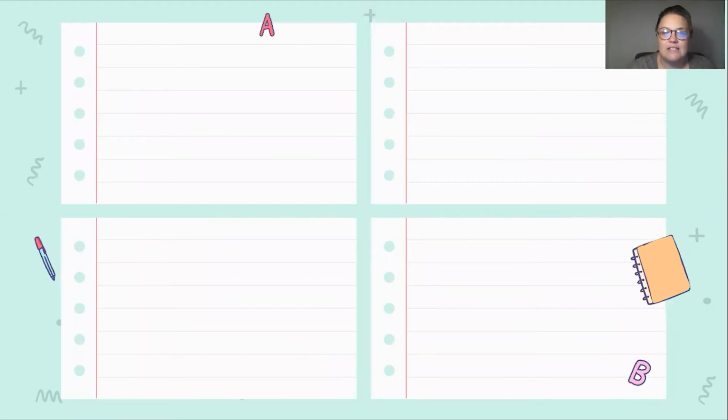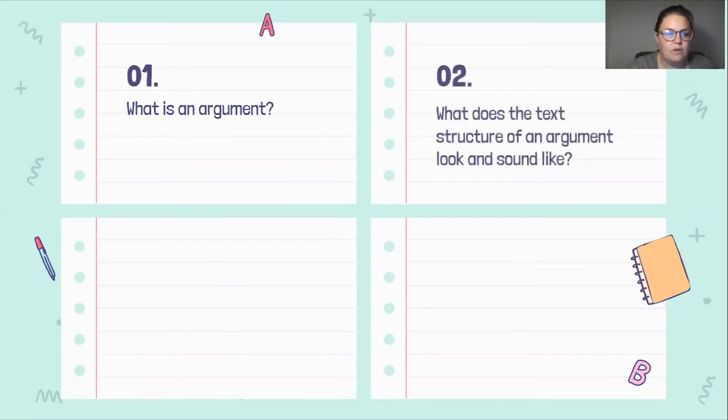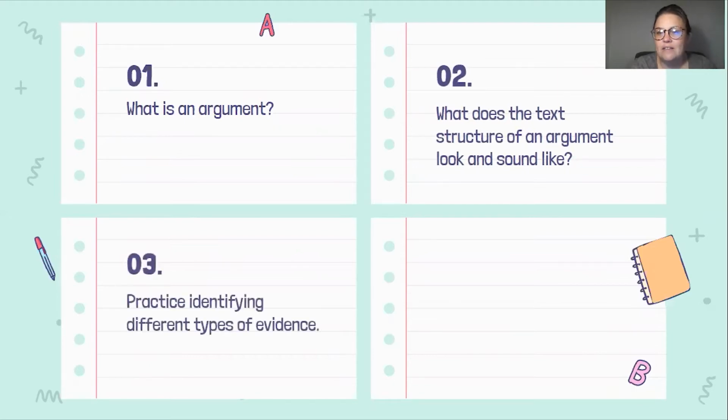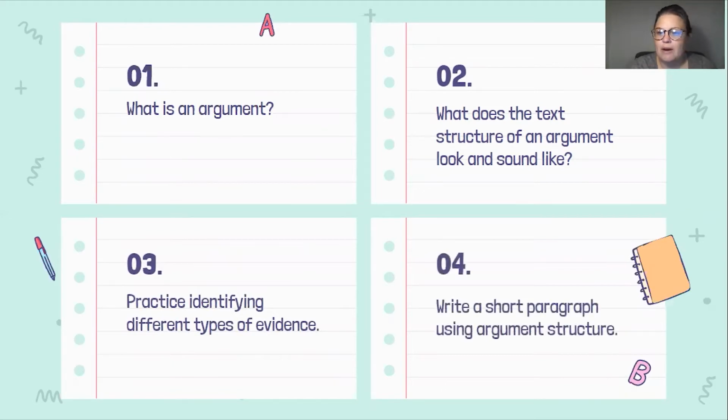In today's lesson, we'll learn, first, what an argument is and what it isn't. Second, what the text structure of an argument looks and sounds like. Third, we'll practice identifying these types of evidence. And then fourth, we'll write a short paragraph using argument structure.